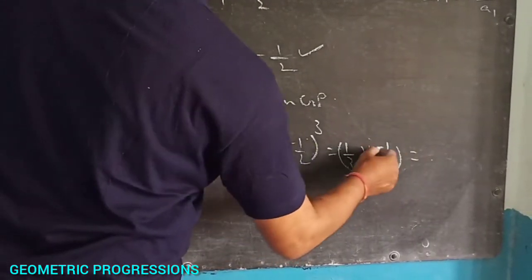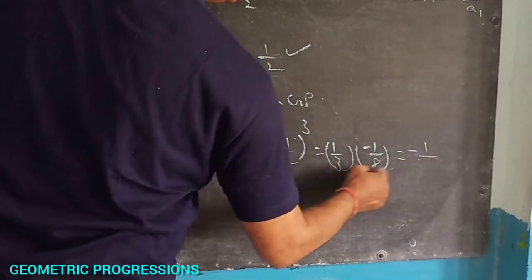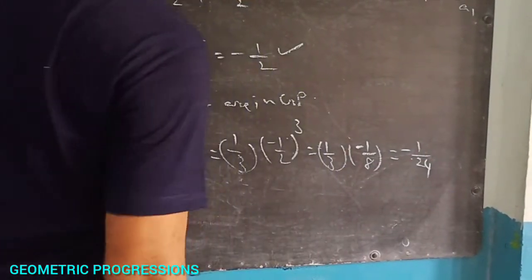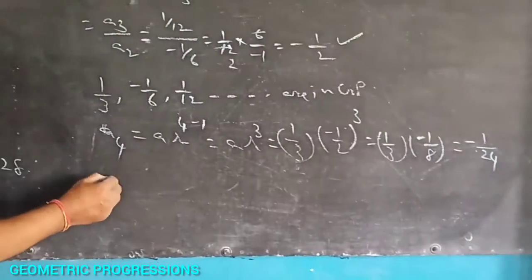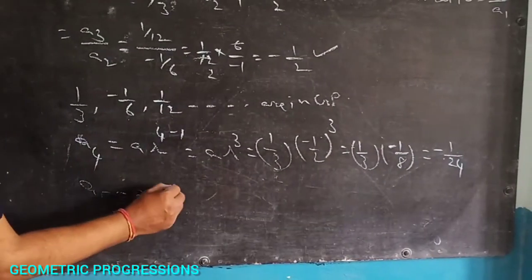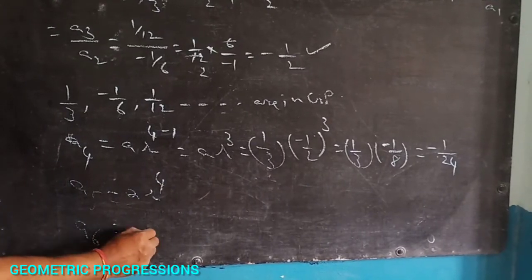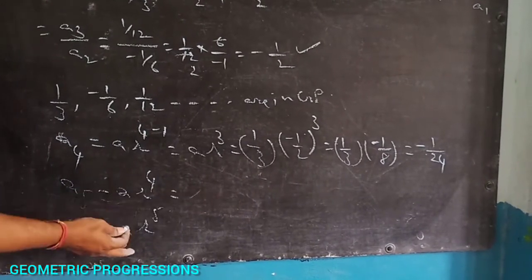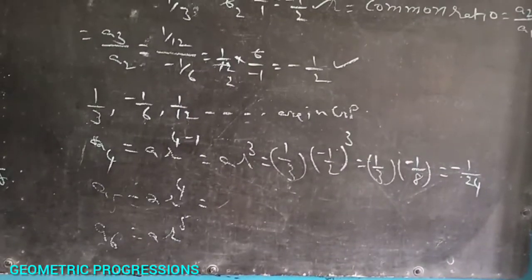That is plus into minus, 1 by 3 into 8 is 24. So A4 is minus 1 by 24. Then find out A5 and A6. A5 value is A into R to the power of 4. A6 value is A into R to the power of 5. Substitute those A and R values.